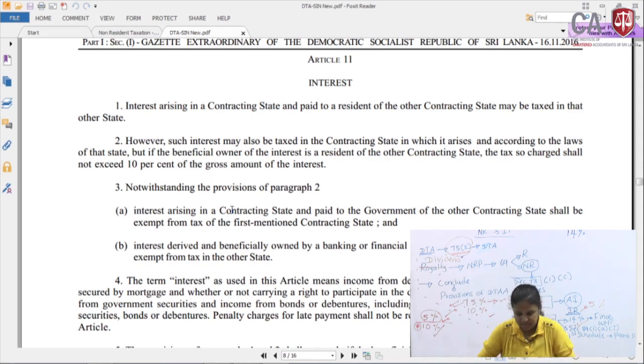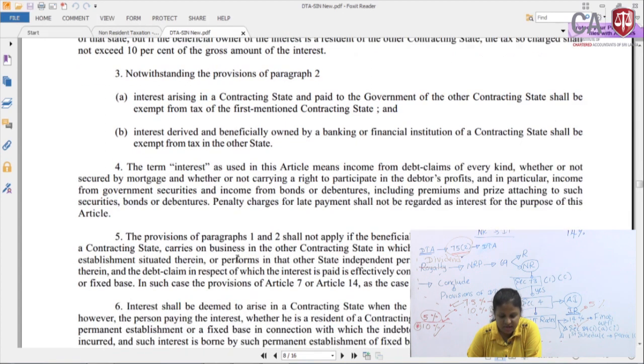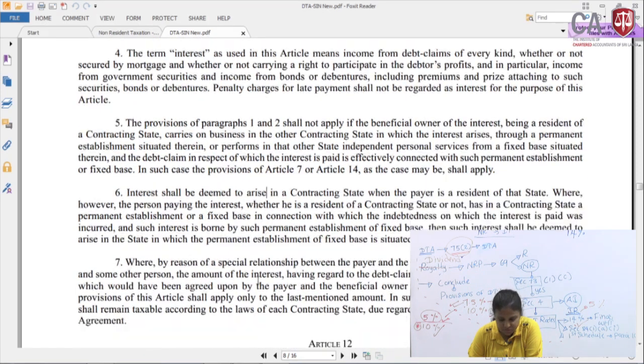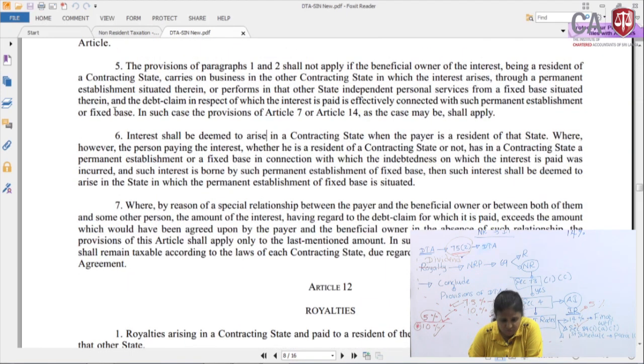Okay. Then the interest paid to the government and interest derived on a beneficial loan by a banking and financial institution, these are exemptions. Then please go through these areas also, and the interest definition has been given. And again, paragraph 5, which we have discussed earlier in the other provisions, if it is attributable to the permanent establishment, it should be computed under that permanent establishment. Okay, please go through paragraphs 5, 6 and 7.